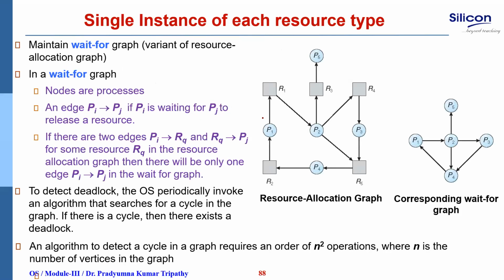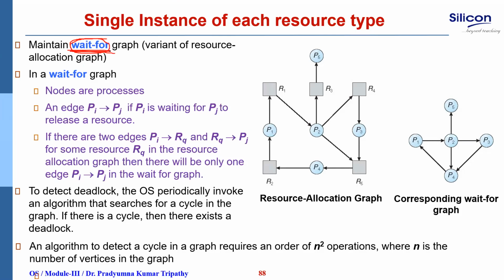If there is a single instance resource type, that means every resource has only a single instance, then we use a graph called the wait for graph to detect whether deadlock has occurred or not. Try to understand. The resource allocation graph is also used for deadlock: if it contains a cycle and has single instances, then it is a deadlock. Similarly, there is a graph called the wait for graph, which is used for detecting the deadlock.